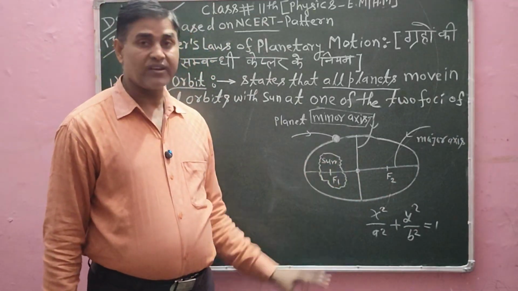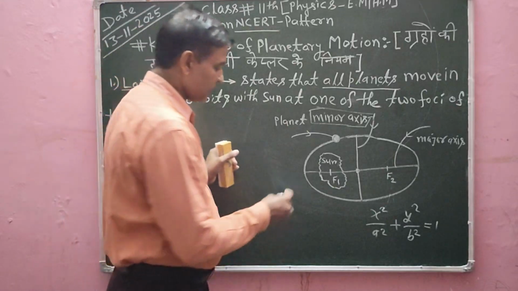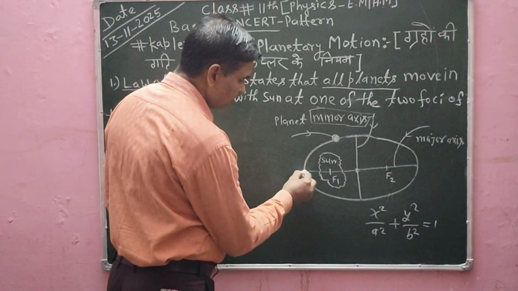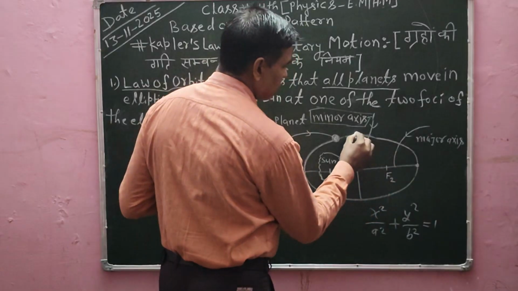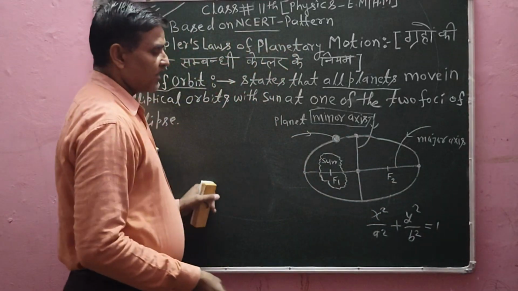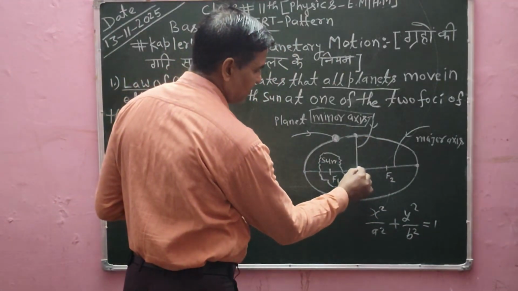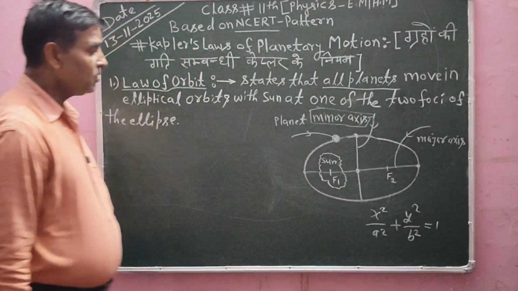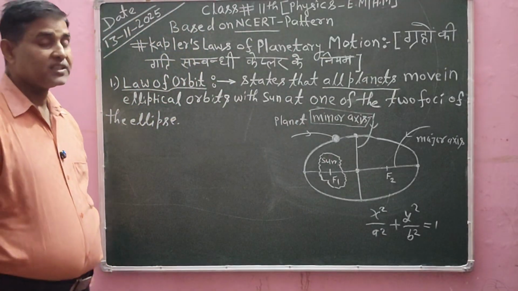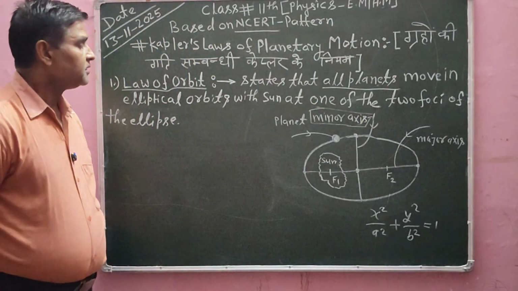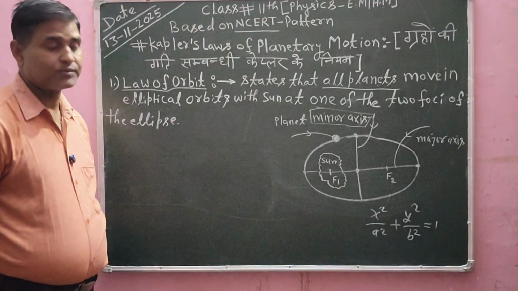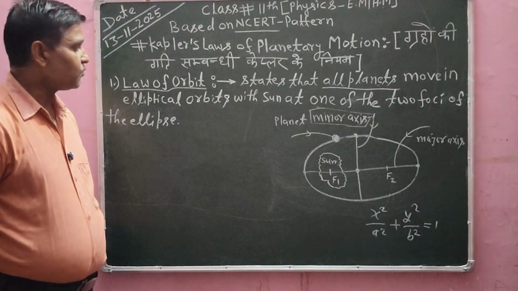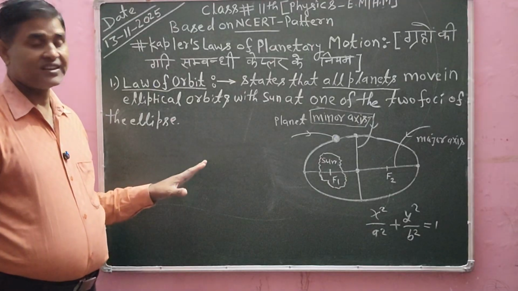This is the coordinates of these 4 points of the elliptical path. Okay, and this is the center of the ellipse. Now, the second Kepler's law I will also explain in detail. Now, the first law, I hope that you are understanding clearly.